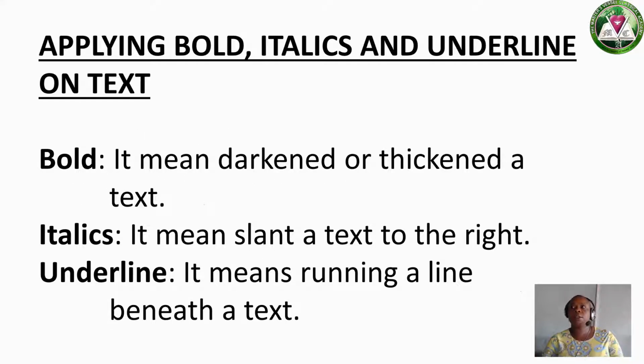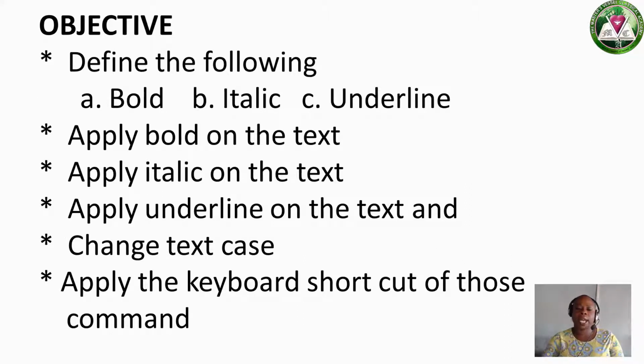In our previous class, we defined what formatting text is, which I said is a way of changing the appearance of your document, which involves changing the font size, style, and color. It also involves applying bold, italics, and underline, changing the text case, and applying text alignment. But today, we are only going to look into applying bold, italics, and underline, changing your text case, and the shortcuts of these commands.